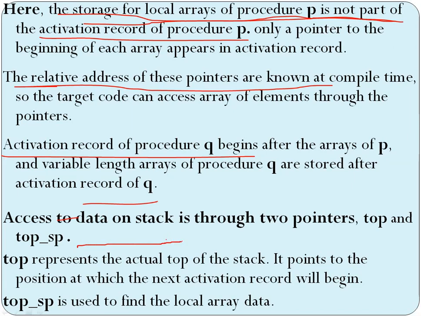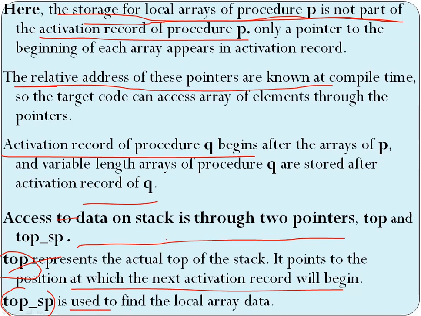Next, access to data on the stack is done through two pointers, top and top SP. Top represents the actual top of the stack. It points to the position at which the next activation record will begin. So the topmost activation record can be found by using the top variable, whereas top SP is used to find the local array data. Suppose processor P contains variable length data, whose addresses can be found using top SP.